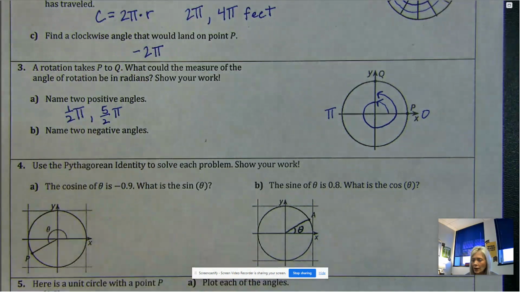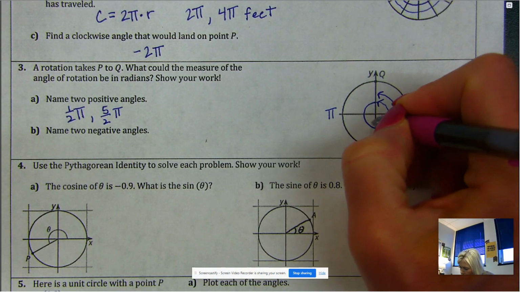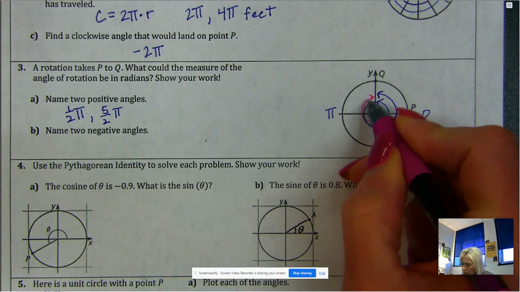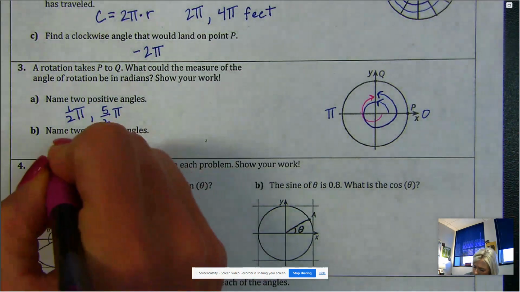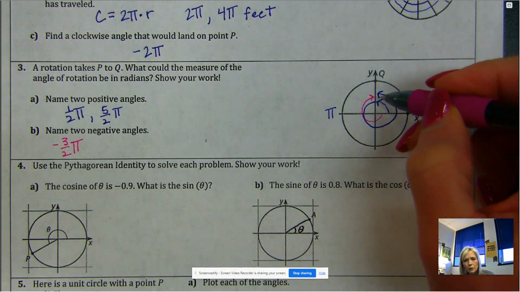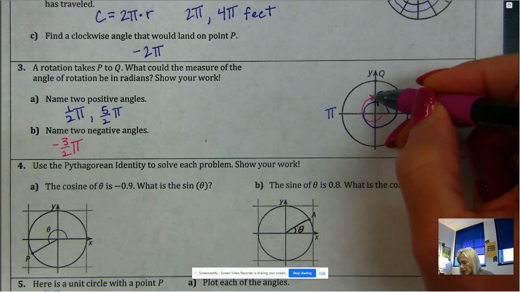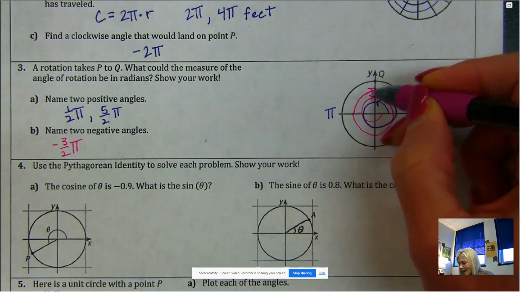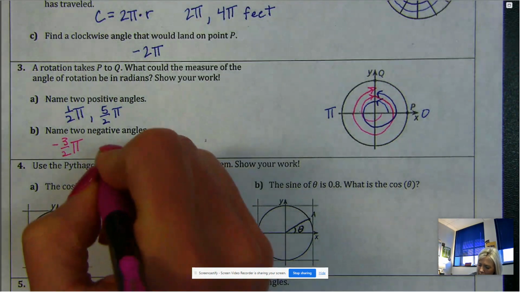So then 2 negative angles going in the other direction. I'm going to change colors. Going in the other direction, that goes through 3/2 of pi, 1, 2, 3, in the negative direction. So negative 3/2 pi. And then one full lap from there, we're going to be adding 2 pi. So this is negative 3/2, negative 4/2, negative 5/2, negative 6/2. Finally, negative 7/2 of pi.